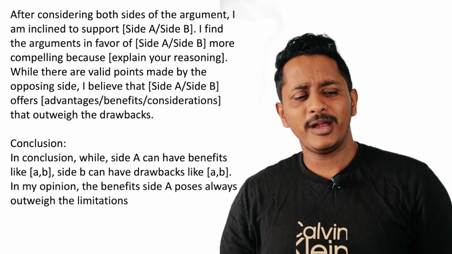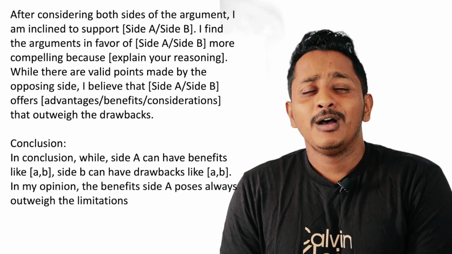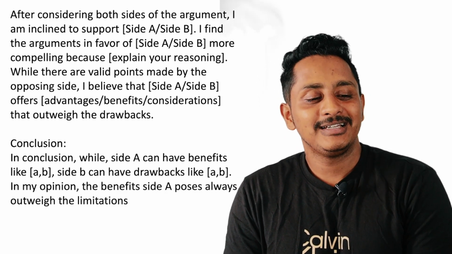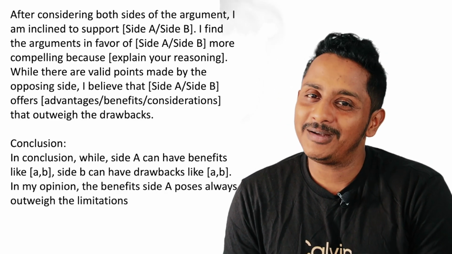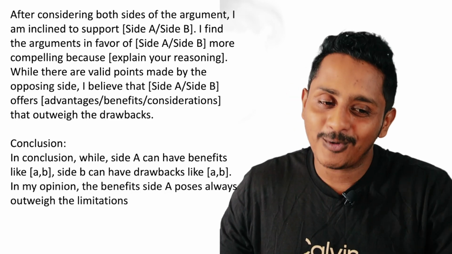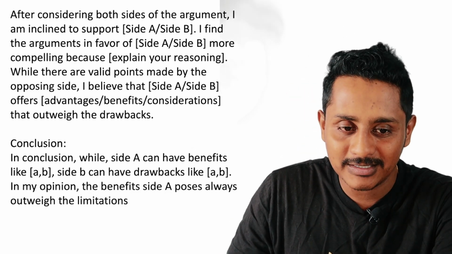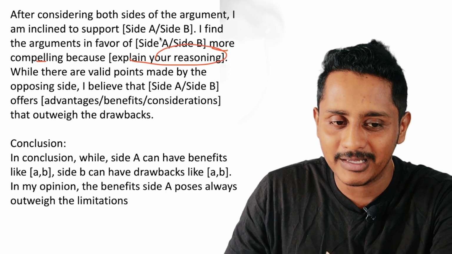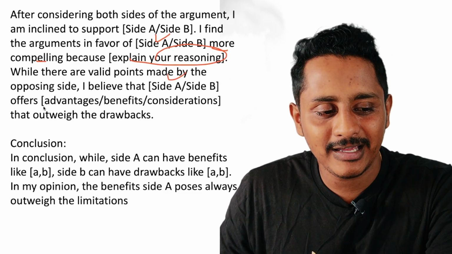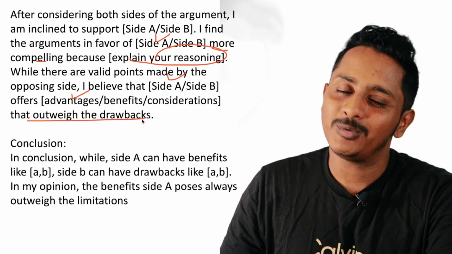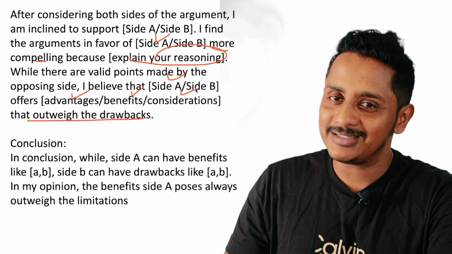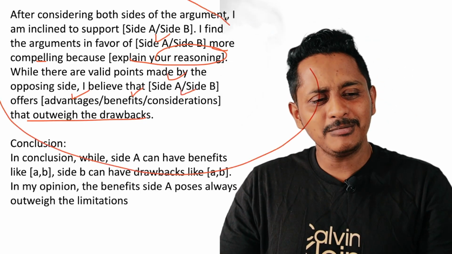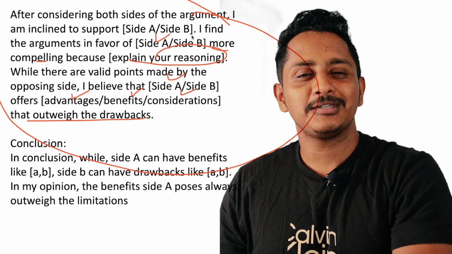While there are valid points made by the opposing side, I believe that side A offers advantages that definitely outweigh the drawbacks, because you explained your reasoning saying why it is more compelling. Side A is more compelling, then side A offers advantages that outweigh the drawbacks. You can use the word benefits or considerations. It is actually simple, but this 4th paragraph is the one that decides your score.